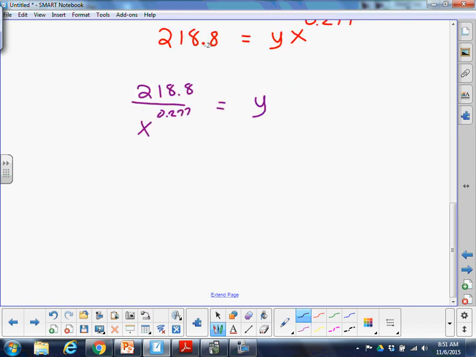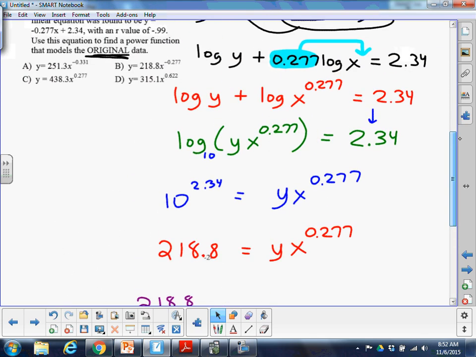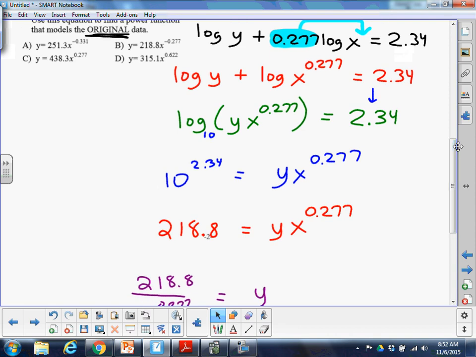Now there's one more step. Usually we don't write it as a fraction like that with an exponent in the denominator. I guess you could, but we're kind of more used to having it be y equals something times x to a power. So the rule here, if you have an exponent in the denominator, that's like having a negative exponent. So this would really be like 218.8 times x to the negative 0.277. Okay, and that would be your power function. Okay, and if you were to check and graph that, it would actually fit the original data much better than the line did. Okay, let's just make sure our answer choice shows up there. Yep, looks like option B for that one.